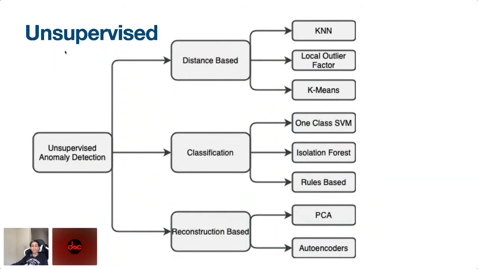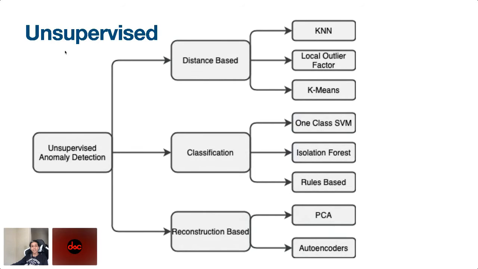This is the brief outline of some of the popular anomaly detection methods which fall in the unsupervised category. These can be broadly classified into three: distance-based, classification, and reconstruction-based. Now in the distance-based, how does distance help us identify anomalies? If we look at k-means, once we have formed the clusters, the points which are very far away from the centroids are classified as anomalies.